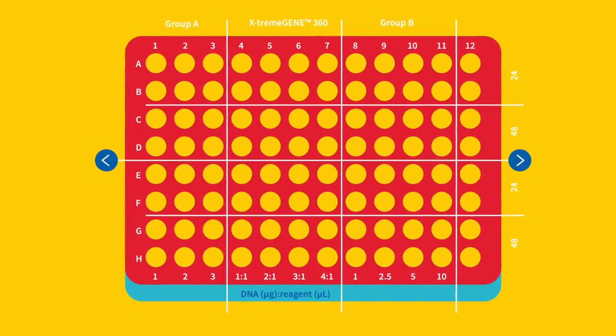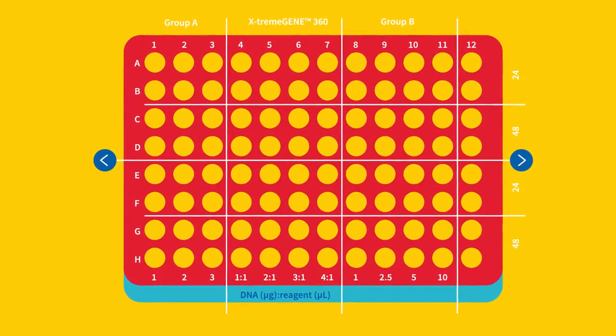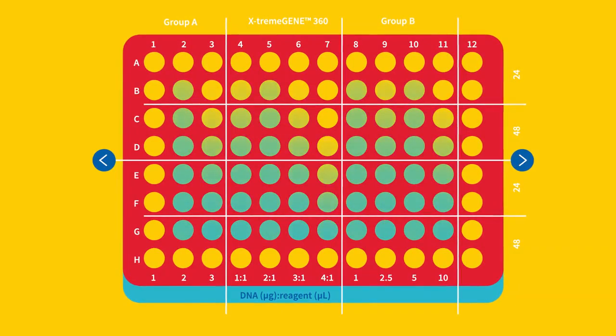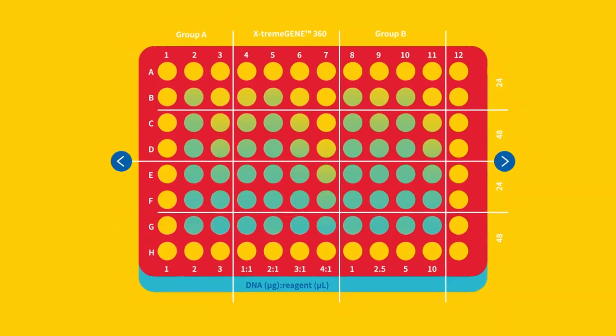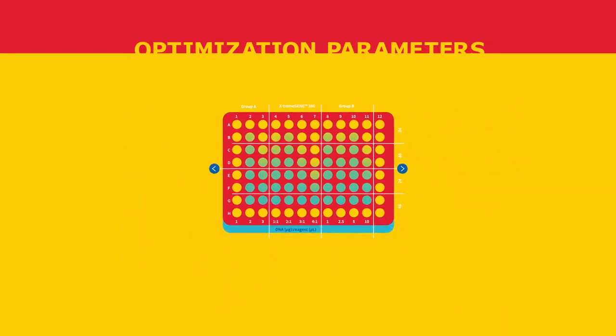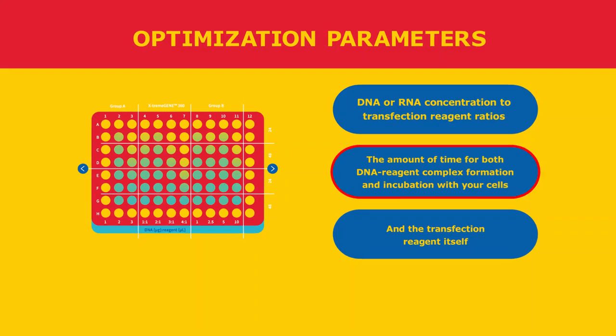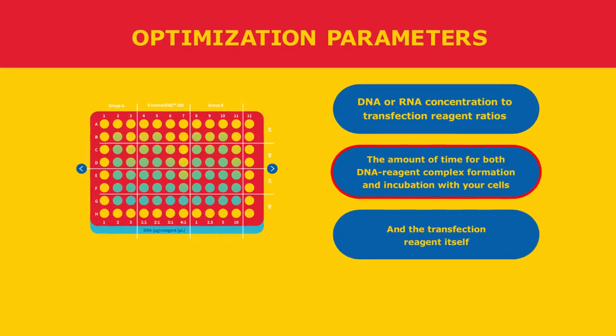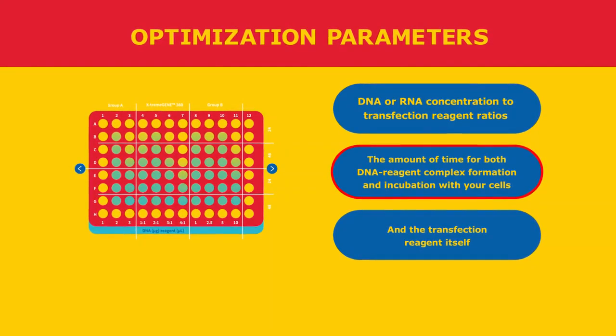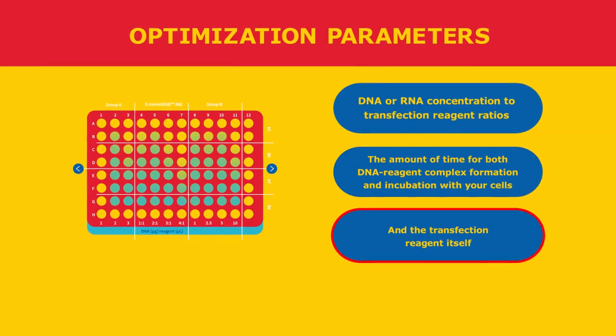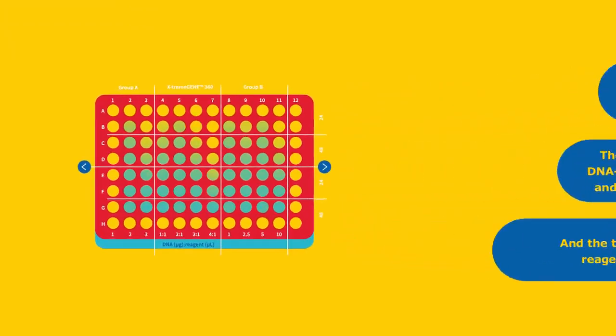A common and effective method for optimization is the use of a multivariate approach in a 96-well plate. Optimization should include, but is not limited to, investigating the following parameters: DNA or RNA concentration to transfection reagent ratios, the amount of time for both DNA reagent complex formation and incubation with your cells, and the transfection reagent itself.